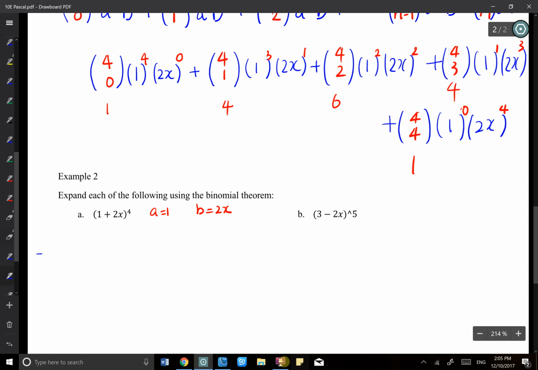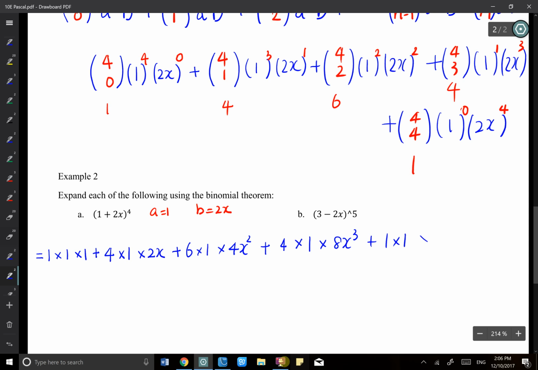So what does that equal? That's 1 times 1 times 1 for the first term. The second term is 4 times 1 times 2x. For the third term, you have 6 times 1 times 4x squared. For the next one, you have 4 times 1 times 8x cubed, plus 1 times 1 times 16x to the power 4.